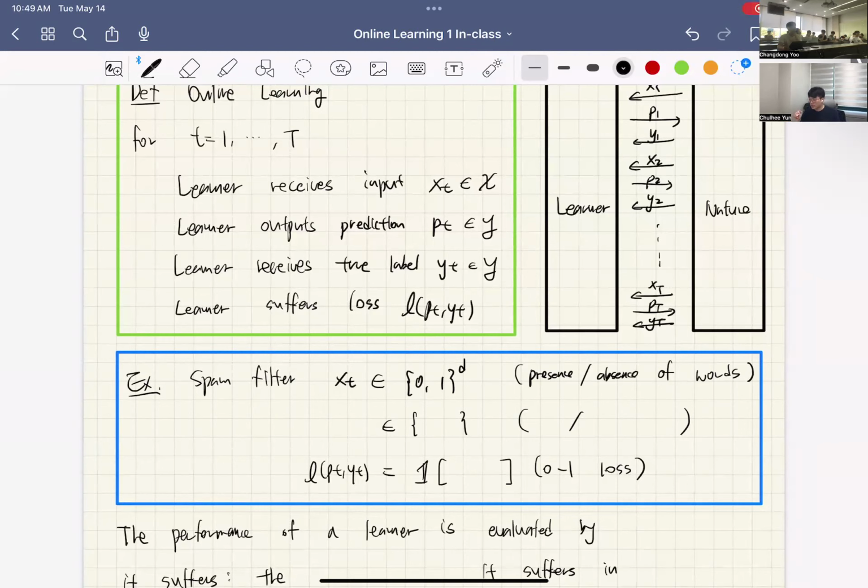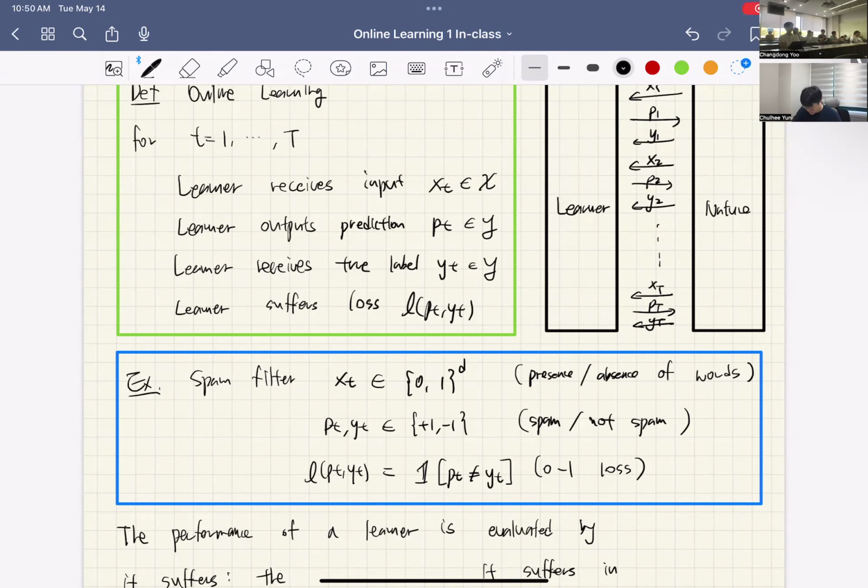Okay, so for example, if there's a word jackpot included in the mail, then this would be a very strong indicator, right? A strong indicator that this email would possibly be a spam mail, right? So this is how people used to do the spam filtering before transformers, let's say. Okay, so this is our input XT, and YT or PT must be some binary predictions or labels, whether this email XT would be a spam or not spam. Okay. And the loss function that the learner has to suffer is whether the prediction was correct, right? So this can be written as a 0-1 loss, where the loss value is 1 if PT is not equal to YT, and the loss value is 0 if PT is equal to YT, okay?